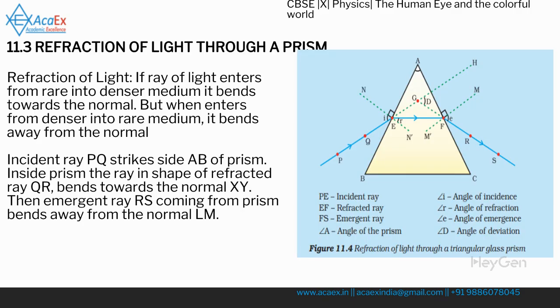Refraction through a prism occurs when light enters from a rarer to a denser medium, bending towards the normal. Conversely, when light exits from a denser to a rarer medium, it bends away from the normal. For instance, incident ray PQ strikes side AB of a prism, refracting as QR towards normal XY, and emerges as RS, bending away from normal LM.